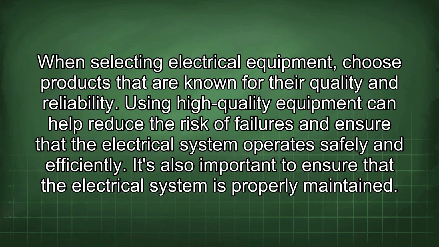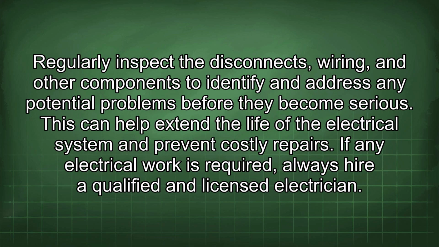When selecting electrical equipment, choose products that are known for their quality and reliability. Using high-quality equipment can help reduce the risk of failures and ensure that the electrical system operates safely and efficiently. It's also important to ensure that the electrical system is properly maintained. Regularly inspect the disconnects, wiring, and other components to identify and address any potential problems before they become serious. This can help extend the life of the electrical system and prevent costly repairs.